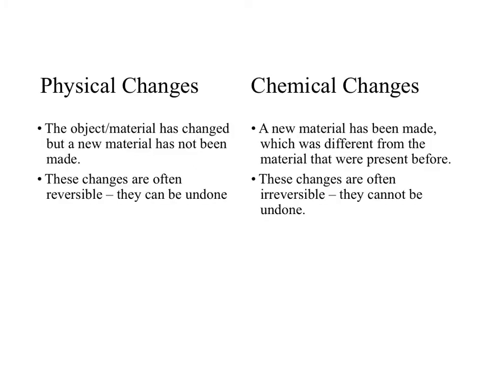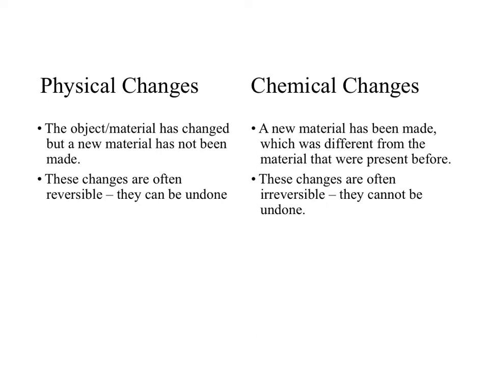So physical and chemical changes are things that we see a lot of the time in the world around us. Whenever you see something that seems to have changed appearance in some way, or to have changed its properties, it's either a physical or a chemical change. So the key difference here is that in a physical change, a new material has not been made. And in a chemical change, there's been some kind of a chemical reaction and a new material has been made as a result of that. This new material will be different from the material that was present before.